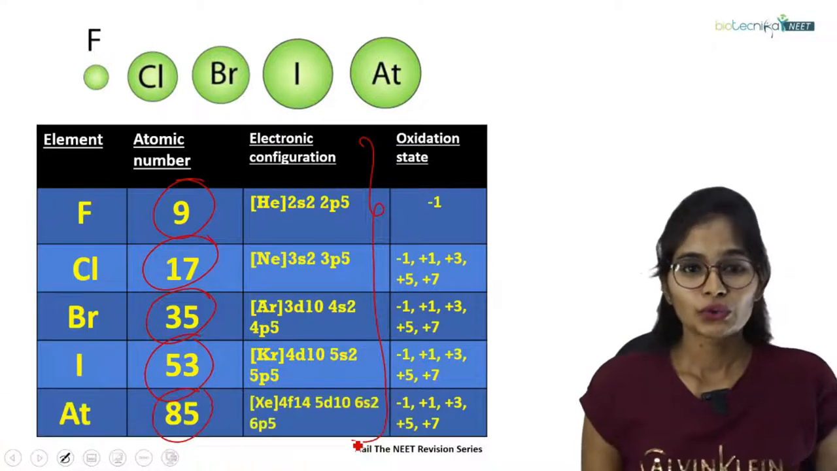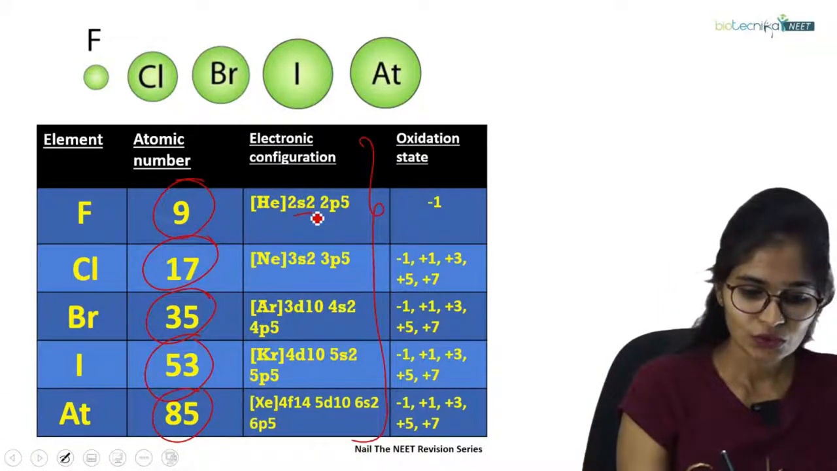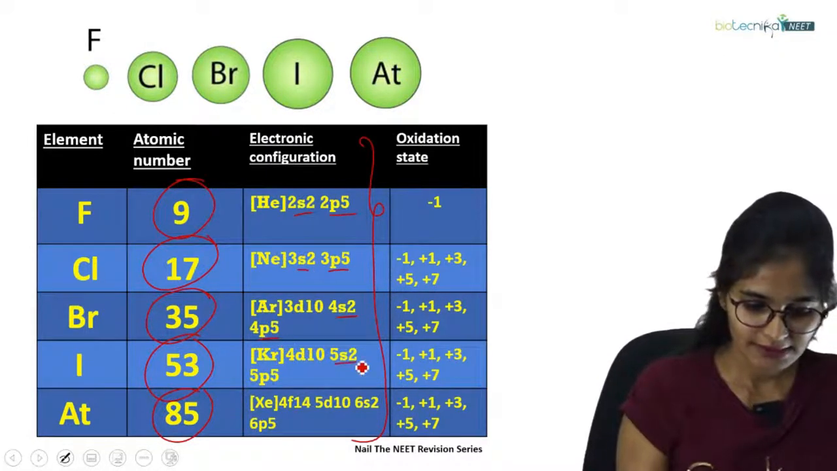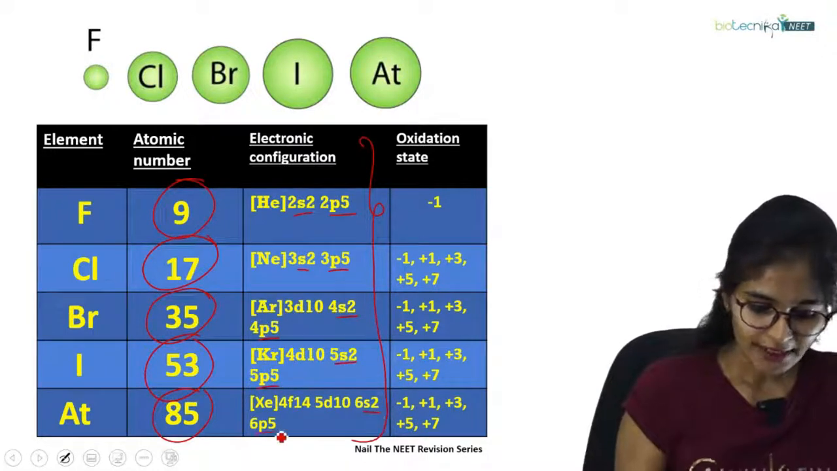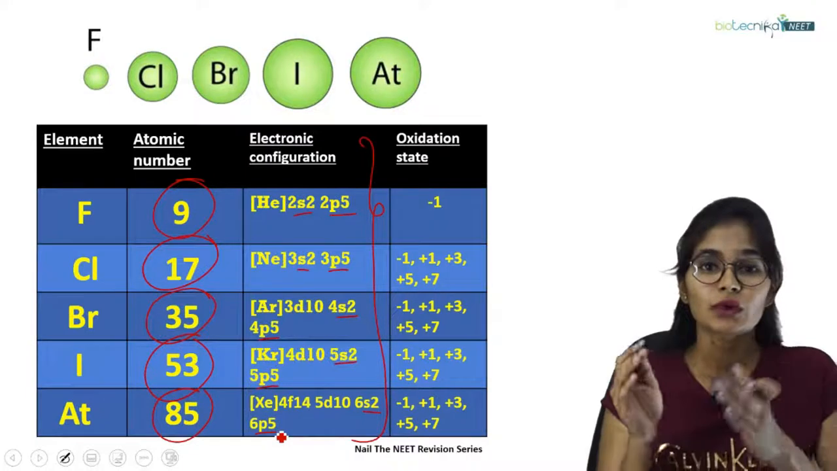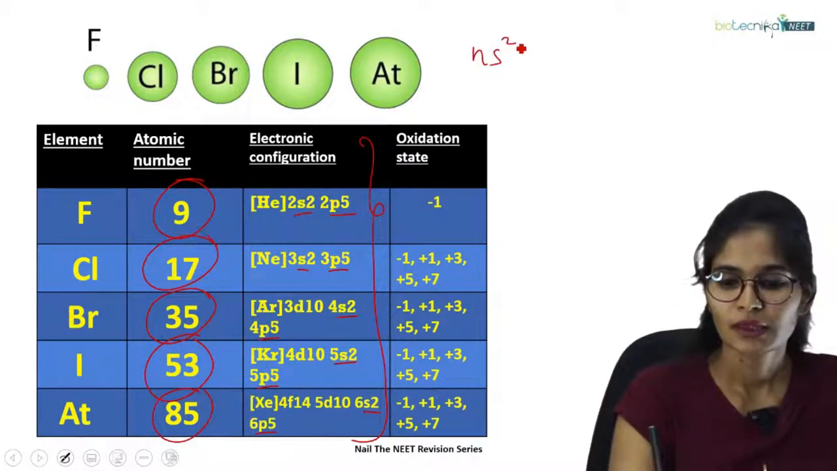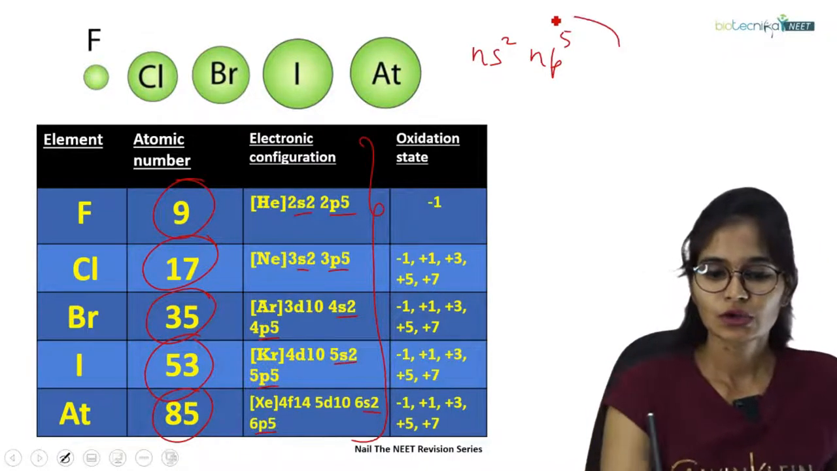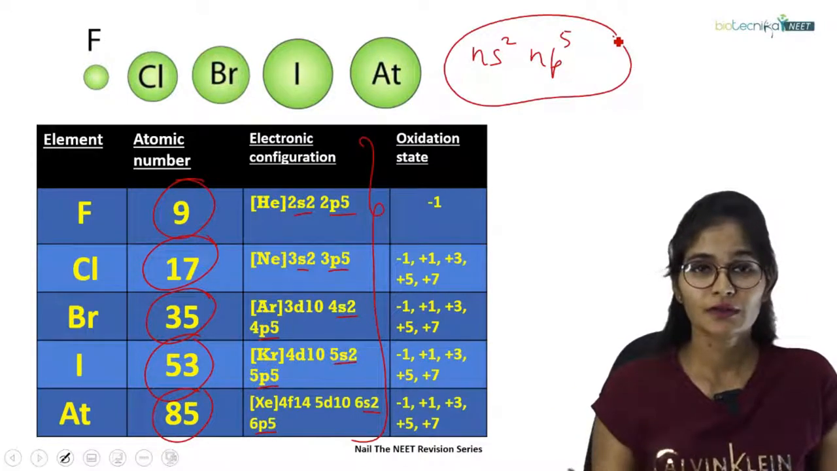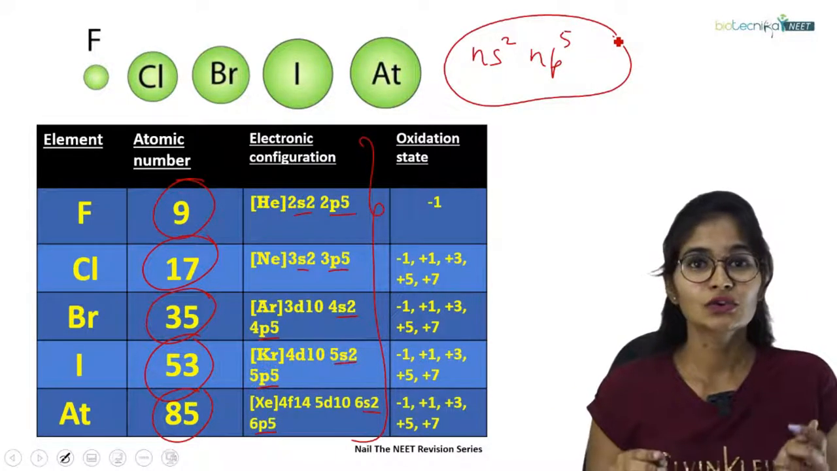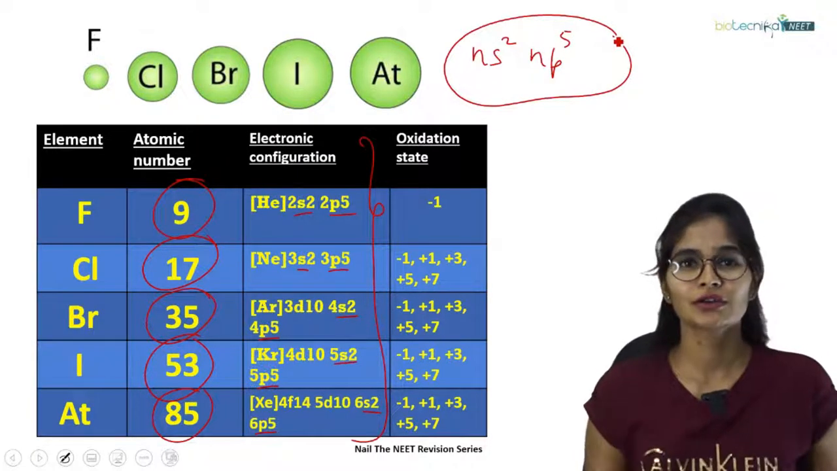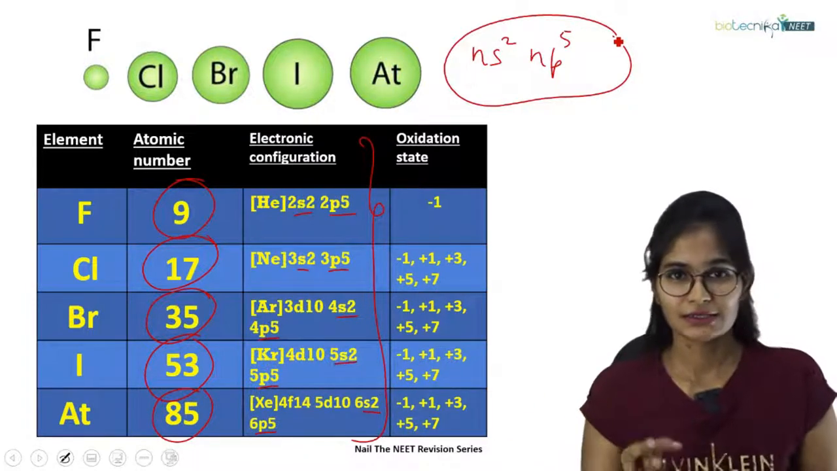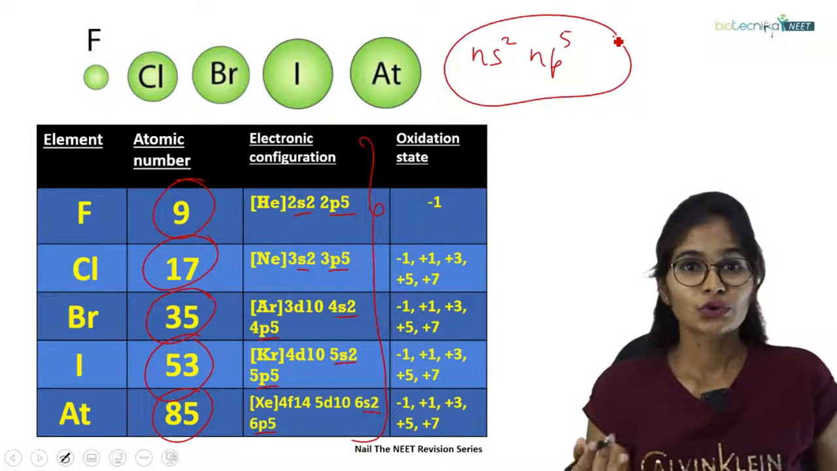One thing to observe is that s2 p5 is common everywhere. So the general electronic configuration of group 17 elements is ns2 np5. Only one electron is needed to attain the noble gas configuration. That is why they are more reactive compared to the remaining groups, 13, 14 to 16. Group 18 elements are noble gases.